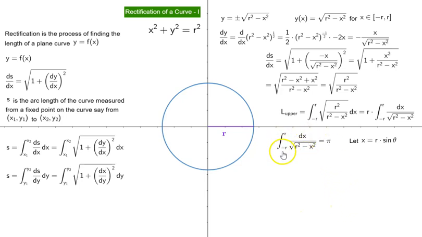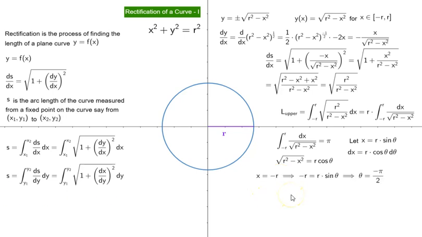Let's solve this integral, definite integral. Let x equal to r sine theta. Differentiating, we get dx is equal to r cos theta d theta. Square root of r square minus x square is equal to r cos theta. Just move it around. What do you get? R square minus x square is y square. So y is equal to square root of r square minus x square. And y is equal to r cos theta.